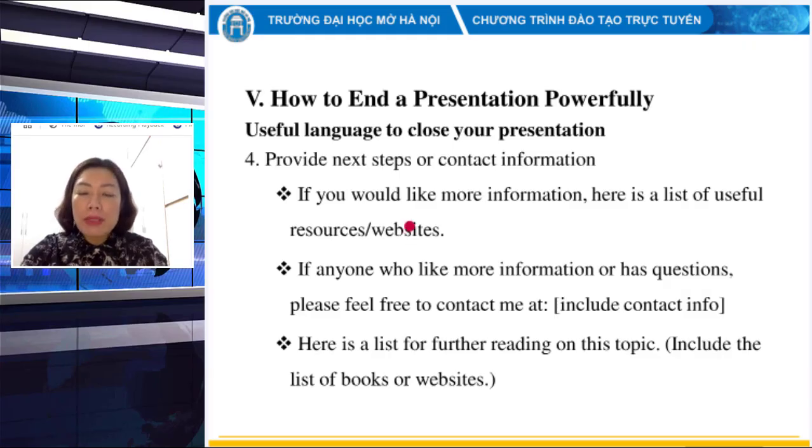And furthermore, remember that you always give the further contact in the last slide. The further contact here may be email or a social network like Zalo, Instagram, Facebook, or anything. So if they need more information, they know who to contact and how to contact. Okay.